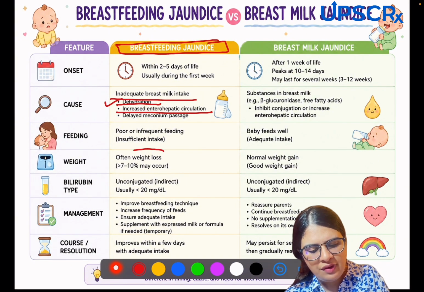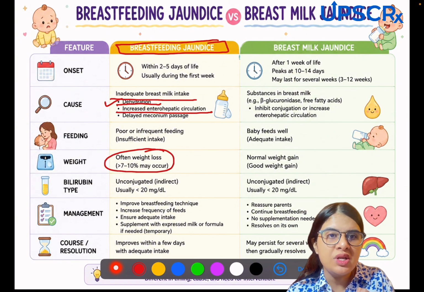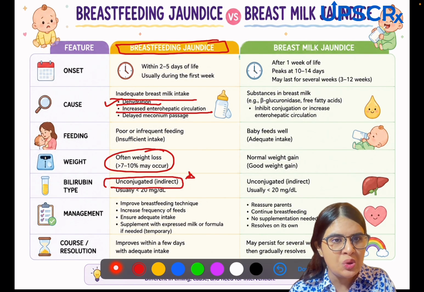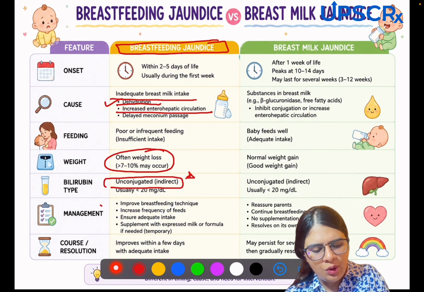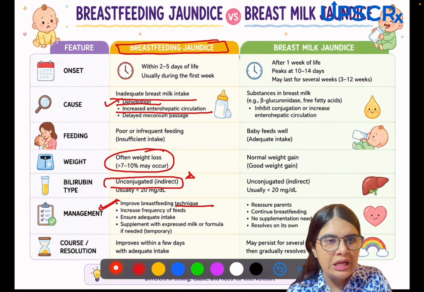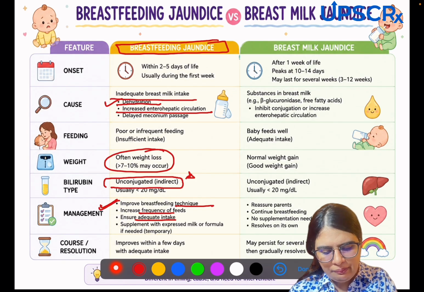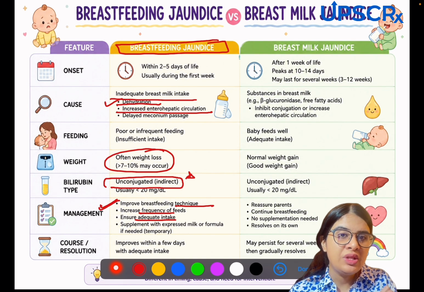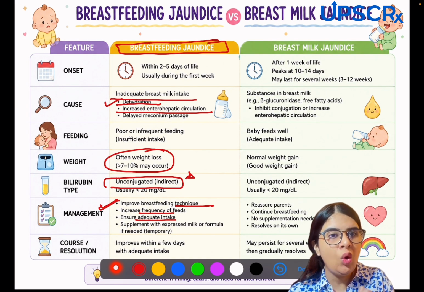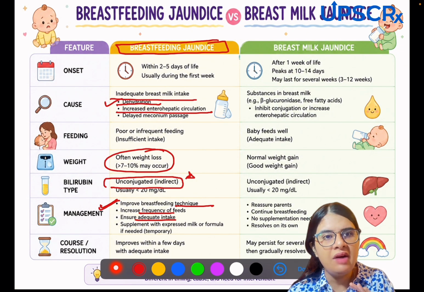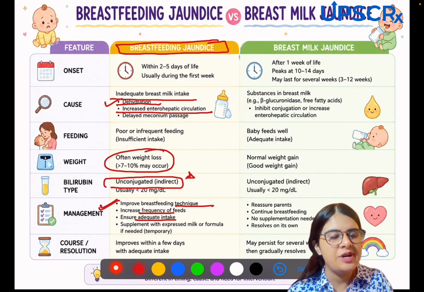The weight loss will be there. And what type of jaundice will it be? It will be unconjugated hyperbilirubinemia. And what do you have to do? You have to focus on the technique, positioning, attachment, and frequency. And if you think that the milk output is actually low for the mother, then you can give some supplemental feeds. But usually breastfeeding alone recovers the neonate completely. So that is about breastfeeding jaundice.